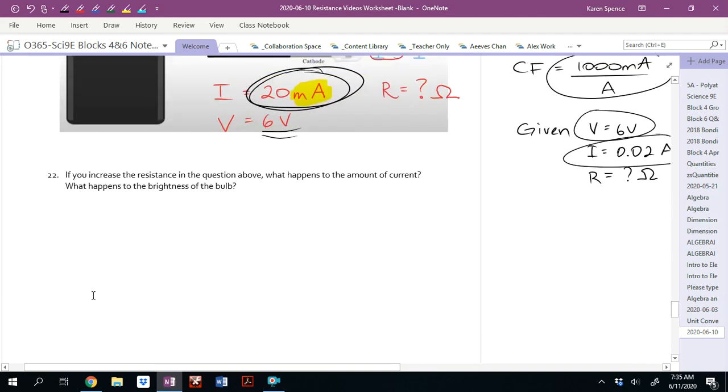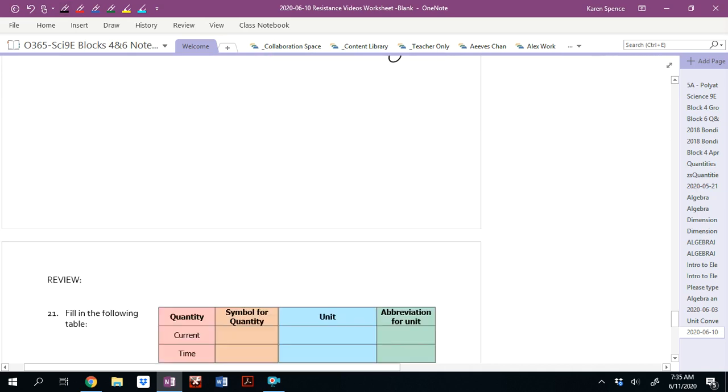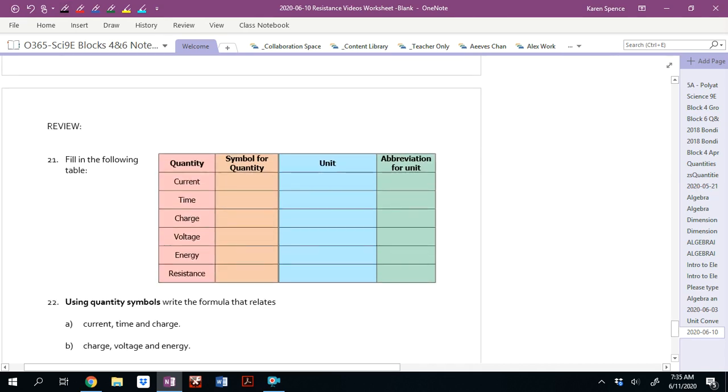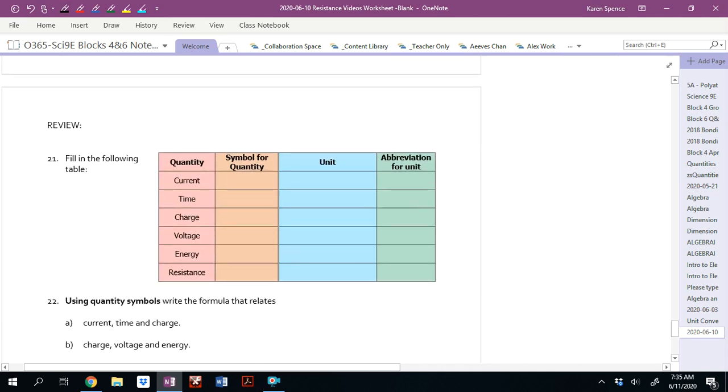If you increase the resistance of the bulb in the question above, what happens to the amount of current? Well, if you increase the resistance, the current will go down. And if the current goes down, the brightness of the bulb will decrease. I'm going to leave the review for you to do, and I will just post that as an answer key.